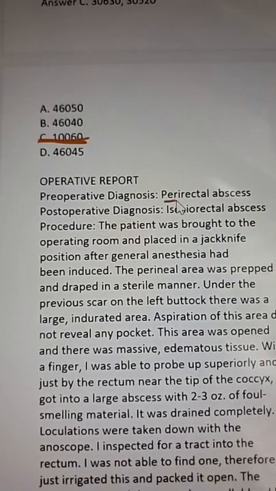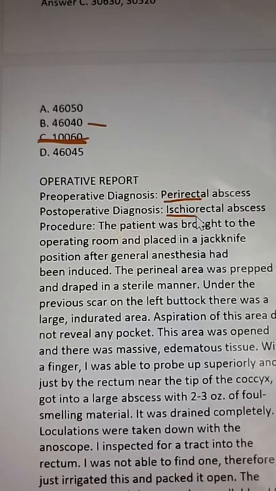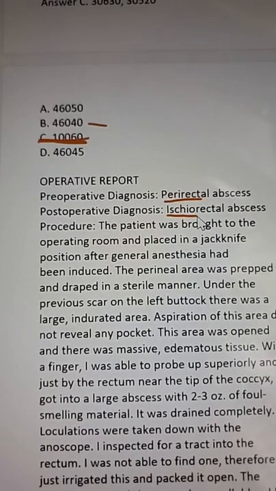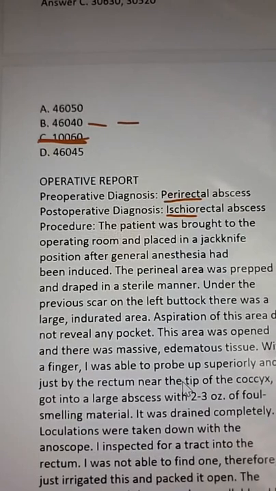So we've got a perirectal. One of them will definitely have the perirectal name in it. So that's helpful, which is our 40, right? We have an abscess there. We also have the ischiorectal, which is also contributing to the 40, right? So just matching up those two words is pretty helpful there.